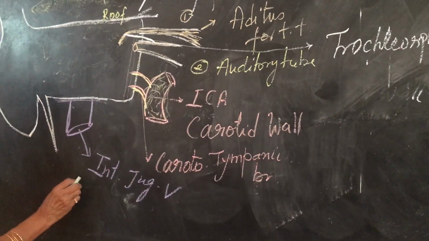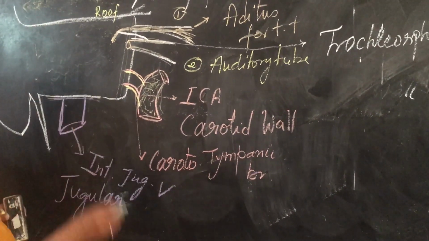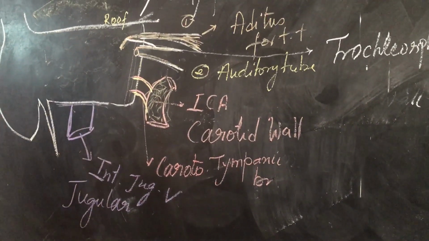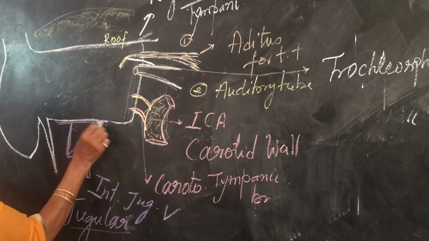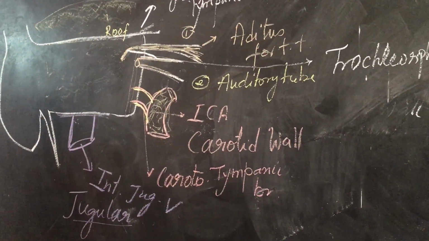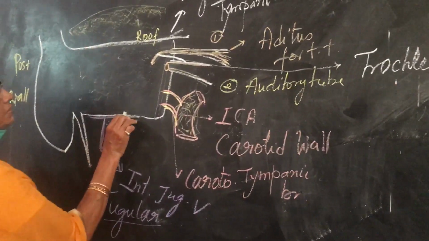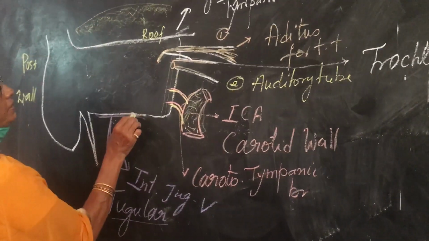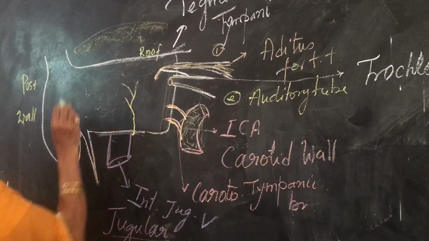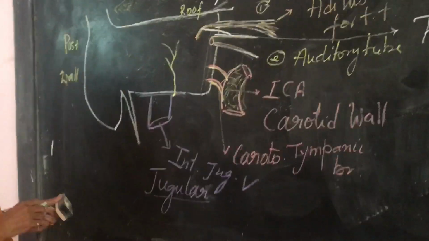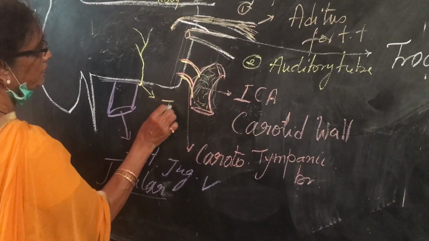So this floor is also called the jugular pod. This is the internal jugular vein. This is the jugular fossa. Apart from that, between the internal jugular vein, there is a small opening through which the tympanic branch of the glossopharyngeal nerve emerges. This you call the tympanic branch of the 9th cranial nerve.